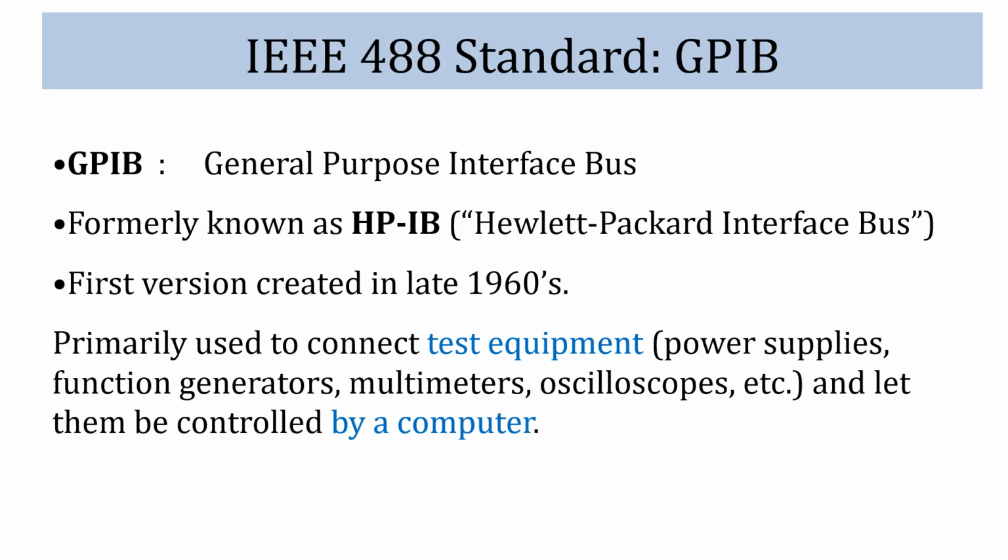GPIB, that is General Purpose Interfacing Bus, was formerly known as HPIB, that is Hewlett Packard Interface Bus. It was introduced in 1960, and the original idea behind this bus was that we can interface various test equipment or measuring devices like oscilloscopes, multimeters, function generators with the personal computer.